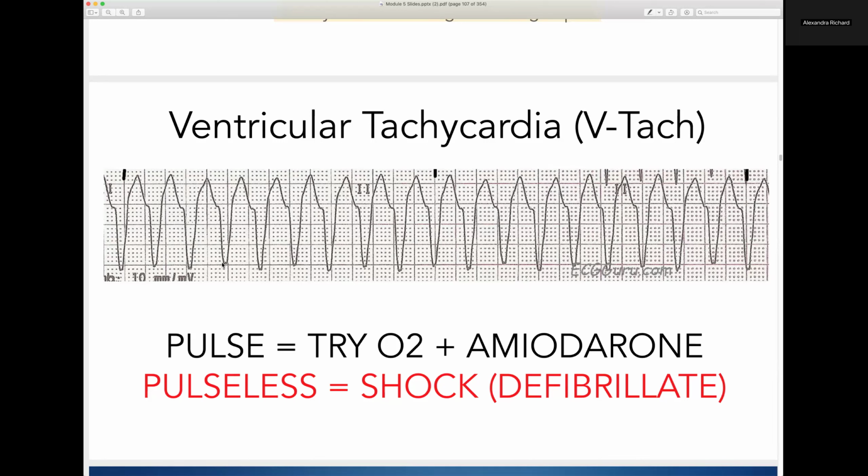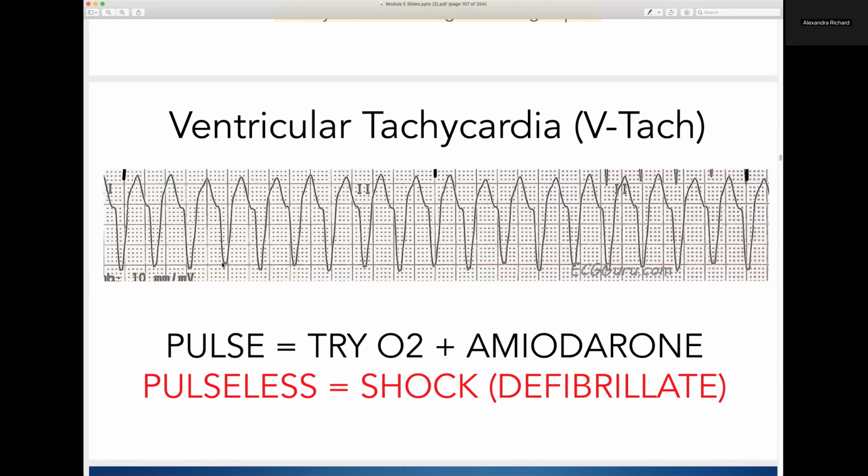Also, write this down. Your number one priority with ventricular tachycardia is to check for a pulse. If the patient has a pulse, we give amiodarone. If they do not have a pulse, this is what we call pulseless VTach. Both are an emergency, but the patient will die if we do not defibrillate them. Every minute that goes by that we do not defibrillate pulseless VTach, the patient reduces their likelihood of coming back to life by 10%.